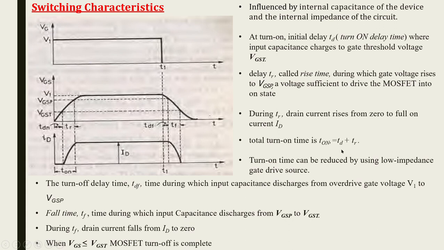And also turn off delay time TDF. Here you can see a turn off. Here the input voltage is taken out. At that time a delay TDF is there, the time during which the input capacitance discharges from overdrive voltage V1 to VGSP.